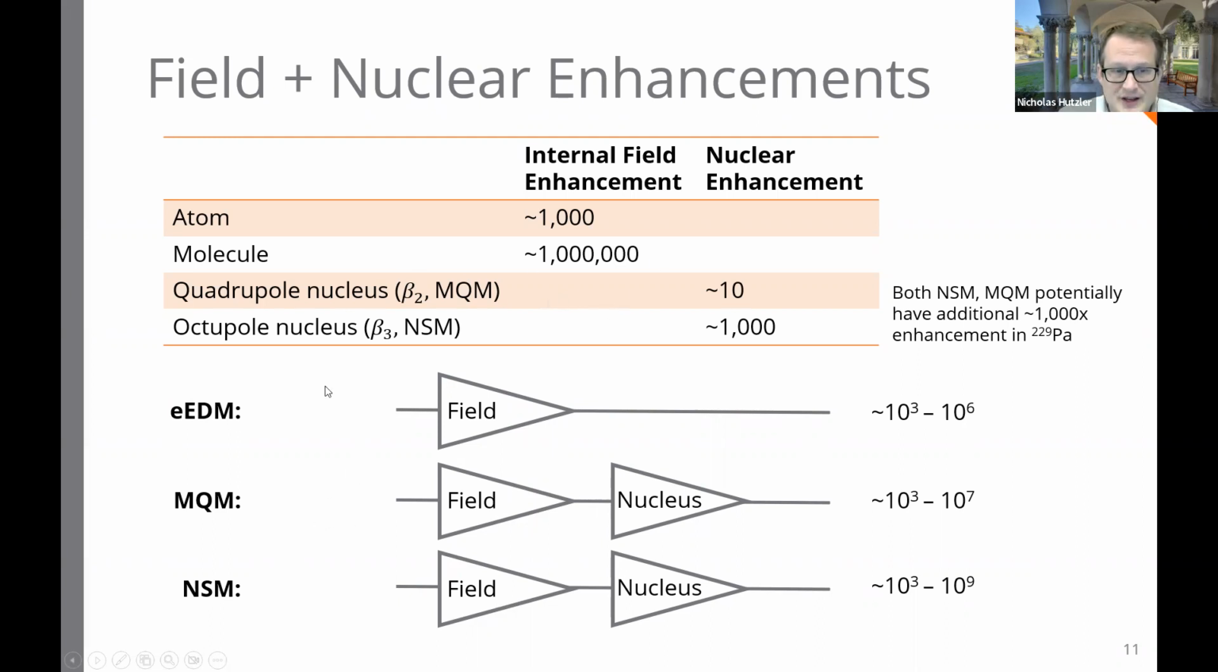So you always get this kind of field enhancement if you're looking for these nuclear moments. Meaning you want a heavy atom or molecule that's highly polarizable and has core-penetrating electron wave functions. But also if you choose the correct nucleus with these deformations, you can get another enhancement of an order of magnitude or several orders of magnitude.